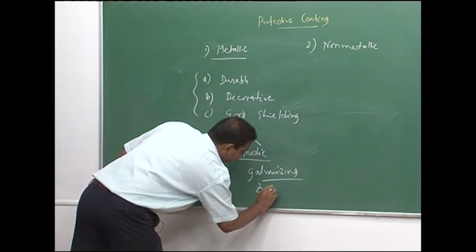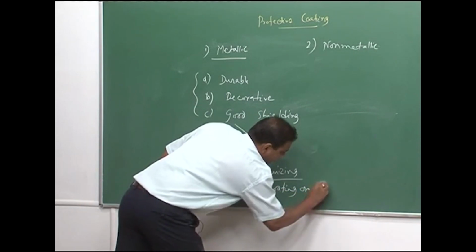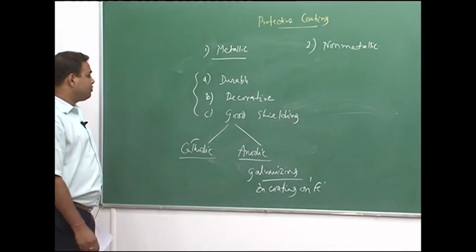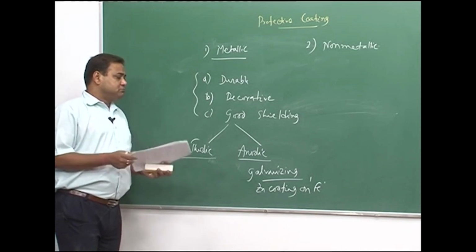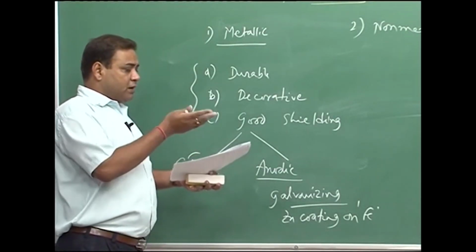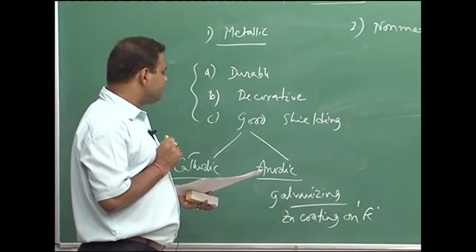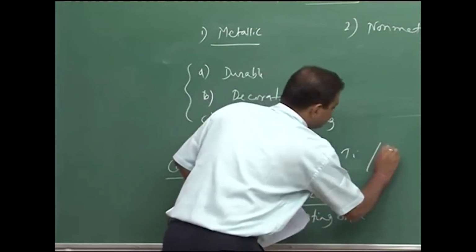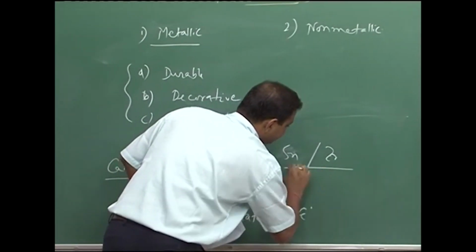Galvanizing means zinc coating on an iron surface, and it is a cathodic coating. We saw one particular example while we discussed the effect of unfavorable areas on the corrosion of the base metal. At that time, we discussed tin coating as well as zinc coating on a metal iron surface.